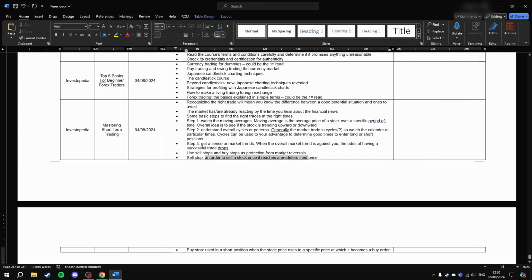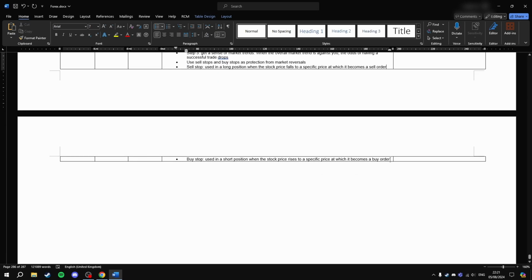I'm going to reword this one. A sell stop is an order to sell a stock, used in a long position when the stock price falls to a specific price at which it becomes a sell order. Okay.